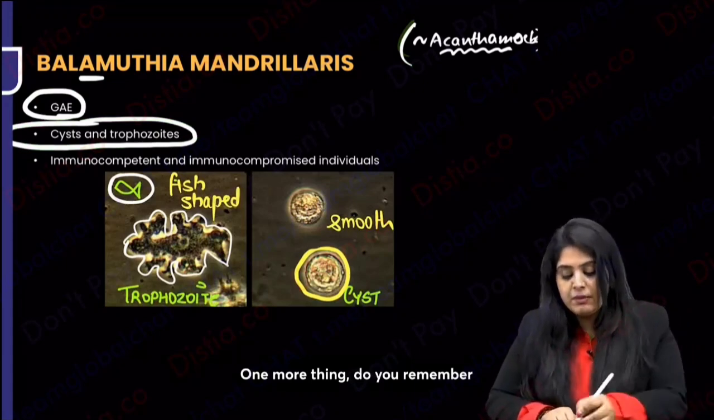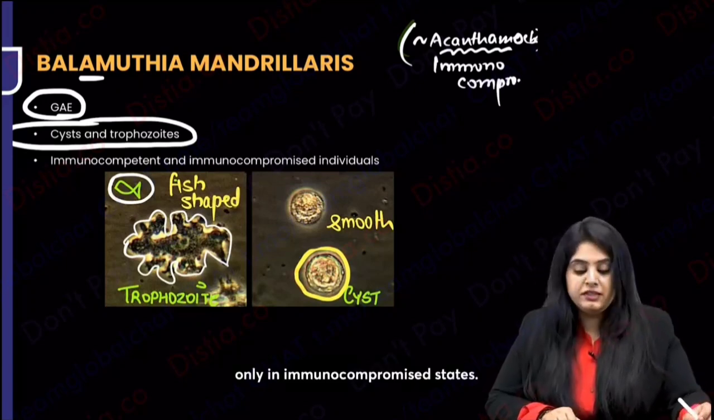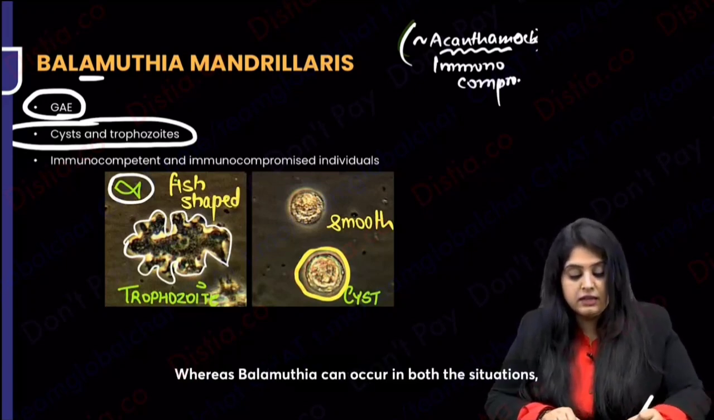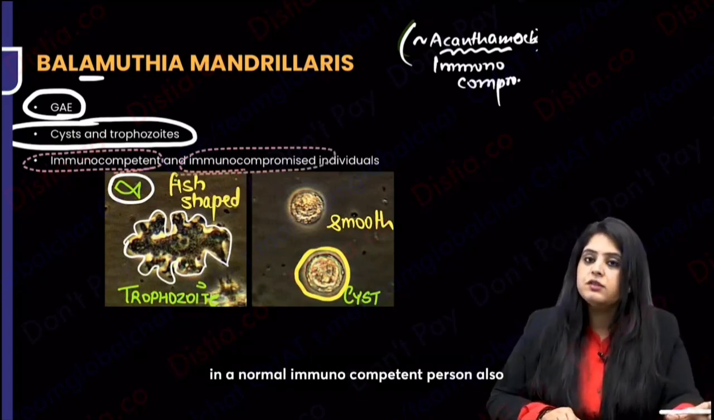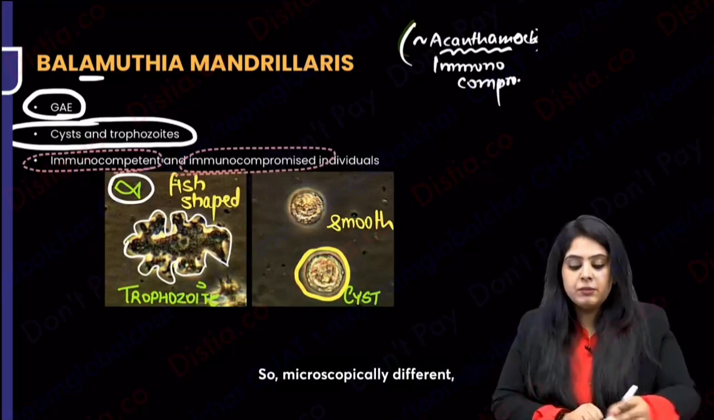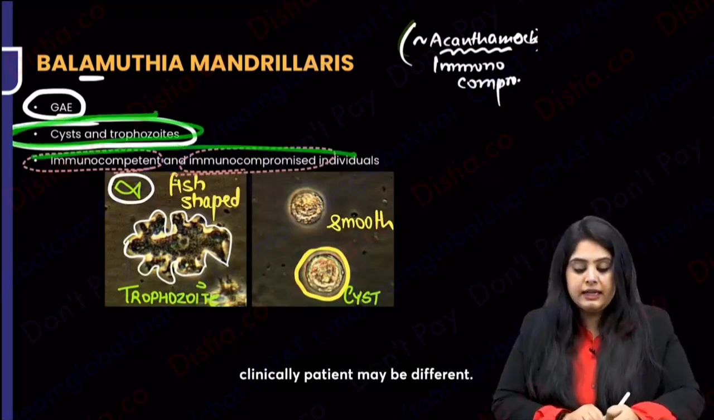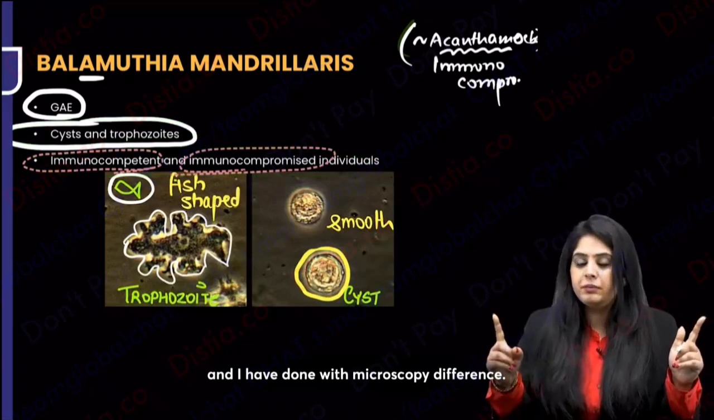One more thing. Do you remember Acanthamoeba was only occurring in immunocompromised states, whereas Balamuthia can occur in both situations, in a normal immunocompetent person also and in an immunocompromised person also. Clear? So microscopically it will look different, and clinically the patient may look different. I've done one clinical difference and one microscopy difference.